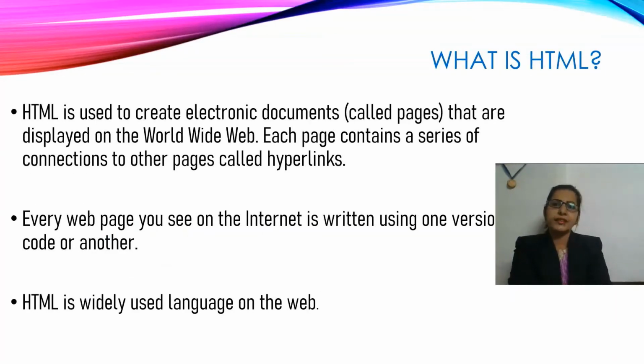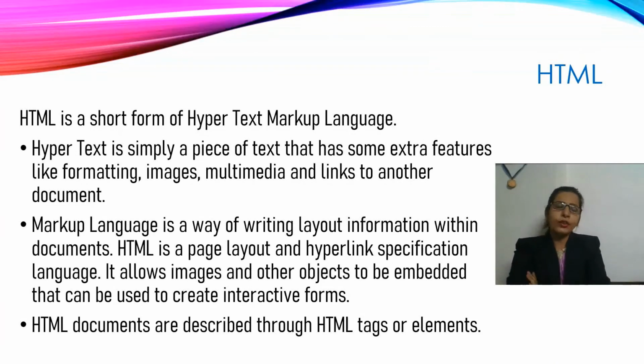Okay, next is, what is HTML? These all are the terms which are related to HTML. Before learning HTML, we have to know these things: what is a server, what is a website, what is a web page. Okay, next is, what is HTML? HTML is used to create web pages, electronic documents, that are displayed on the World Wide Web. Each page contains a series of connections to other pages called hyperlinks. Okay, every web page you see on the internet is written using one version of HTML code or another. Okay, HTML is a widely used language on the web.